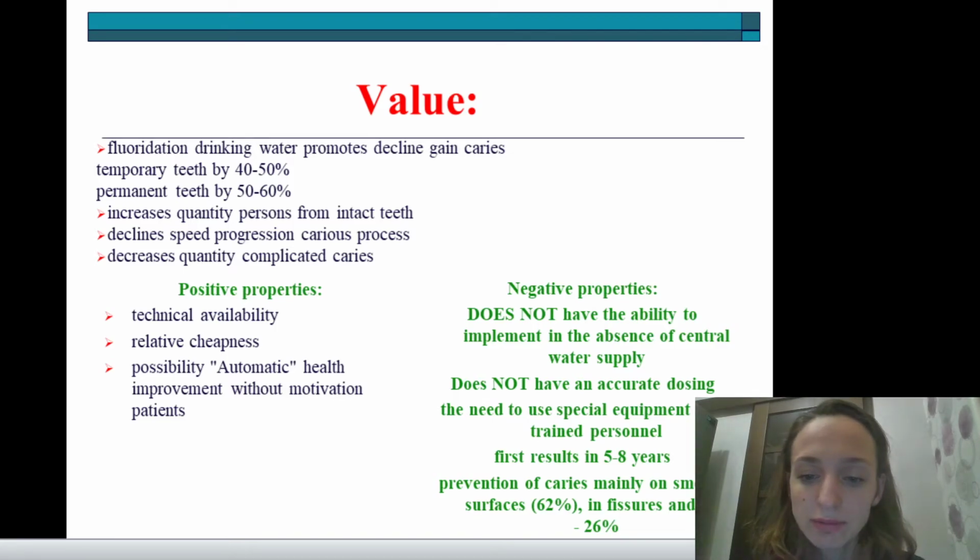And some negative properties: it cannot be implemented in the absence of central water supply, and it does not have accurate dosing, with the need to use special equipment and trained staff. The first result appears in 5 to 8 years, prevention of caries mainly on smooth surfaces is 62% and in fissures and pits 26%.